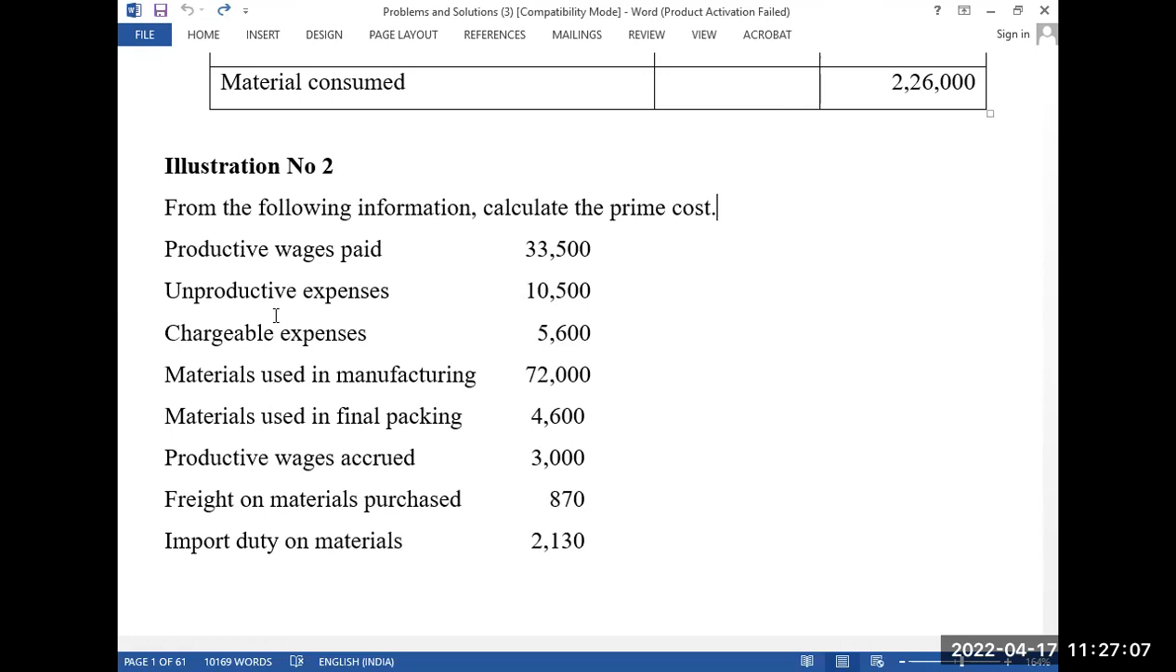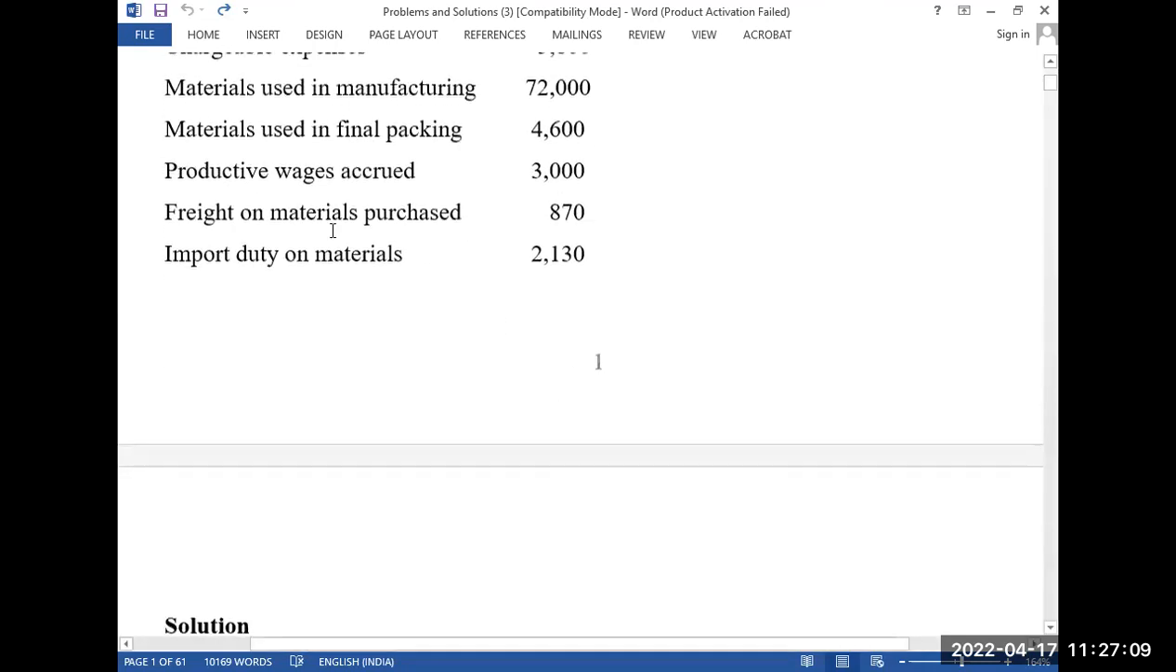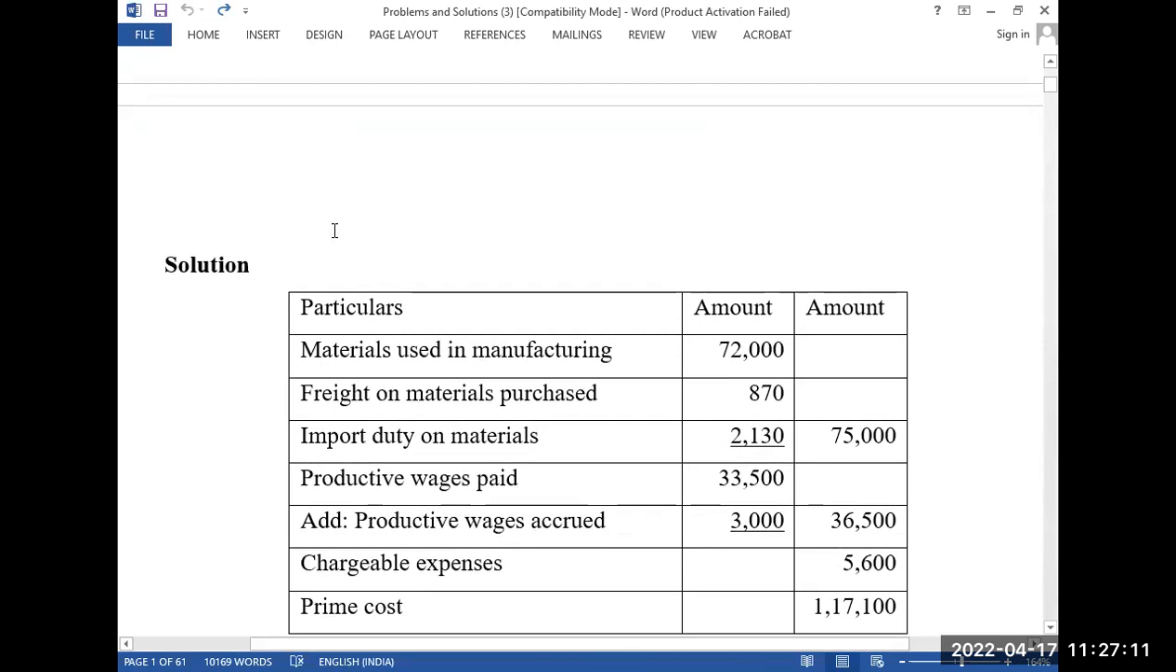Material is equal to 72,000 plus 870 plus 2,130. So material cost is 75,000. Okay, material cost is 75,000. First three added together and written there, material cost.